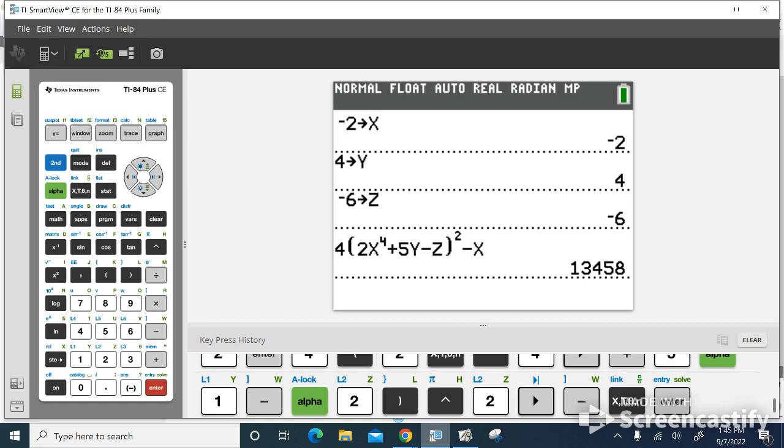-2 is going to be in for X until you tell it another number. Okay, so that's stored in for X until you say, hey, now store 12 in for X. Now 12 will be in there.